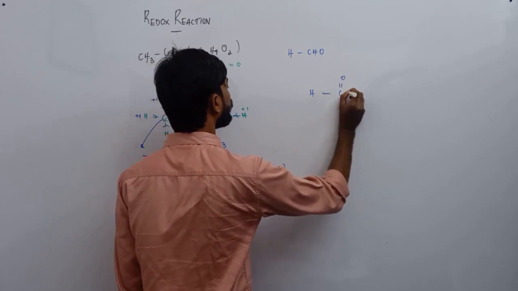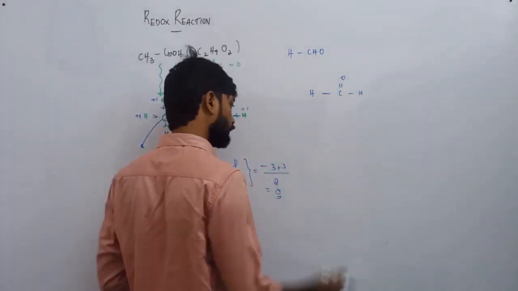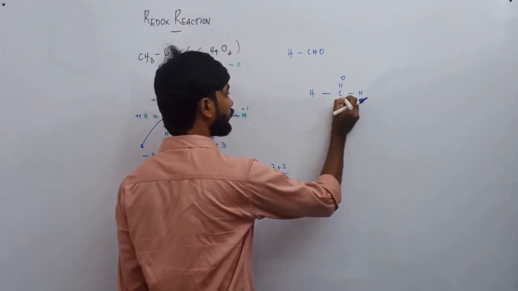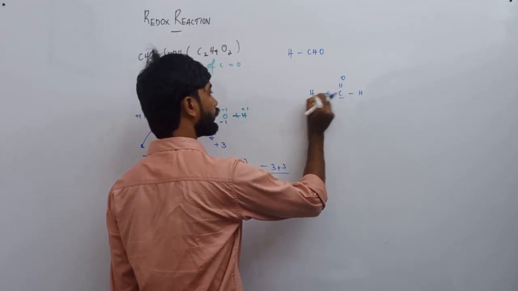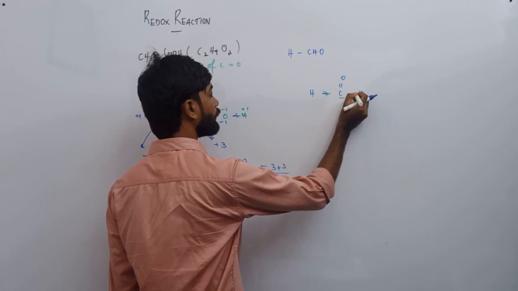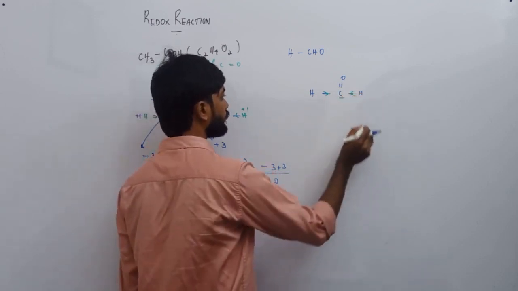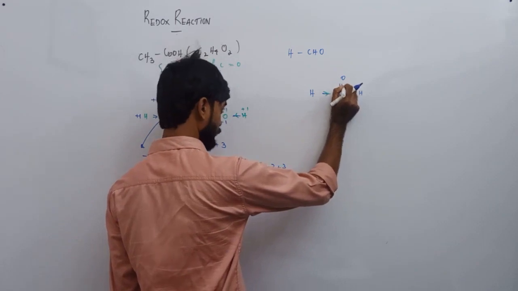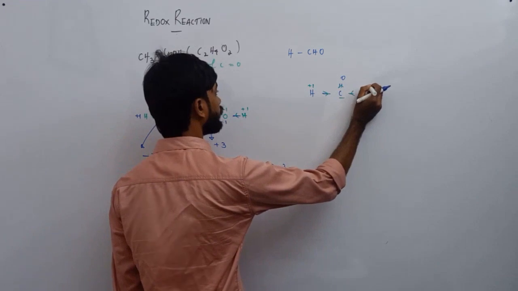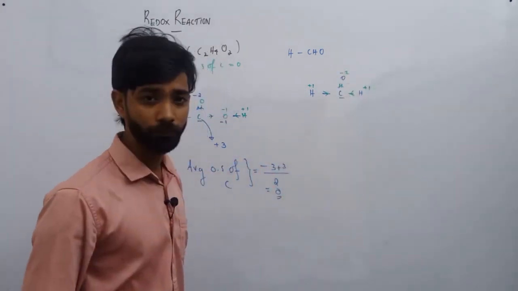HC double bond O, H. This is formaldehyde. Ready? Okay, tell me. This is a carbon, and in this bond the electron density is towards carbon from hydrogen. Here, from this hydrogen also, towards carbon. But from this oxygen, it is towards oxygen. So here +1, here +1, here -2.